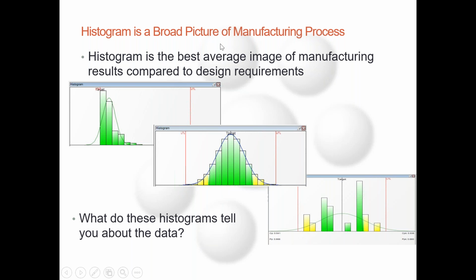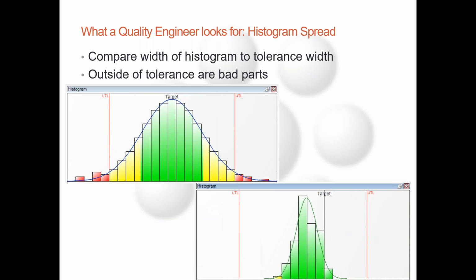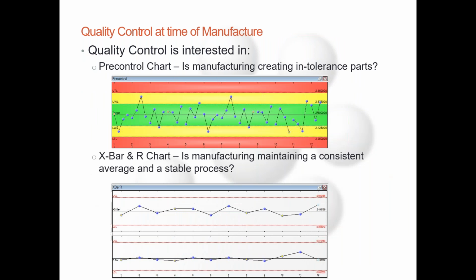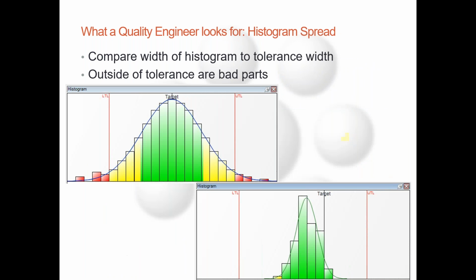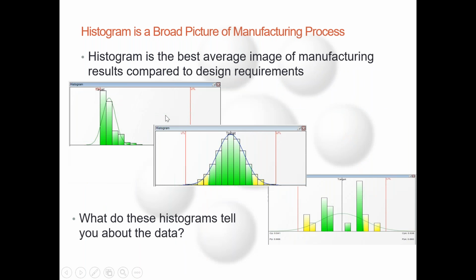The histogram is a broad picture of the manufacturing process. Now, I'll back up for a minute. This is a detail look. We're seeing what's happening in every part that's coming through the system. By the time we get to the histogram, we don't know whether this data was first, last, middle. It's just data. It's all been grouped together. And we're really on the next one.